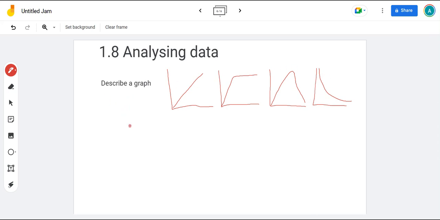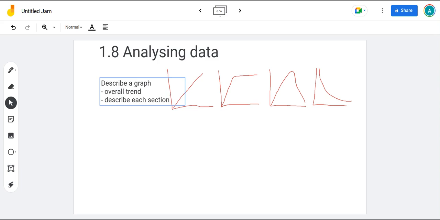Okay, so when we start off describing our graphs, the first thing we need to do is talk about an overall trend. So that's using words like increasing, decreasing, etc. And what we need to do then is go into each section. Okay, so then we're going to describe each section.